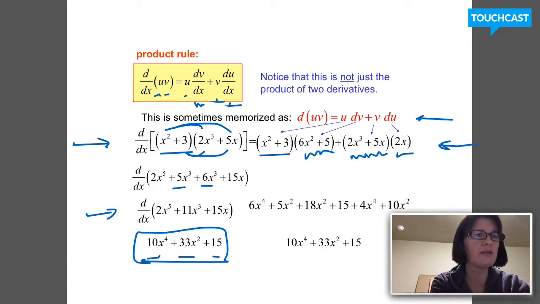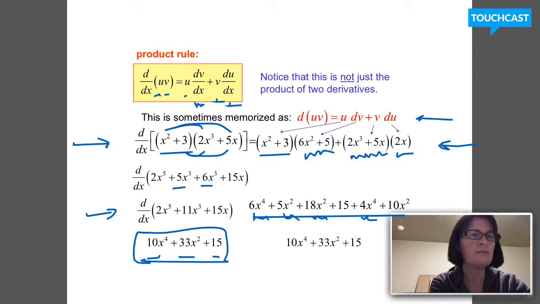So I'm going to FOIL here, I'm going to multiply out here using the distributive property. I get 6x to the fourth plus 5x squared plus 18x squared plus 15 plus 4x to the fourth plus 10x squared. We're going to combine like terms. And you can see that we get 10x to the fourth plus 33x squared plus 15.